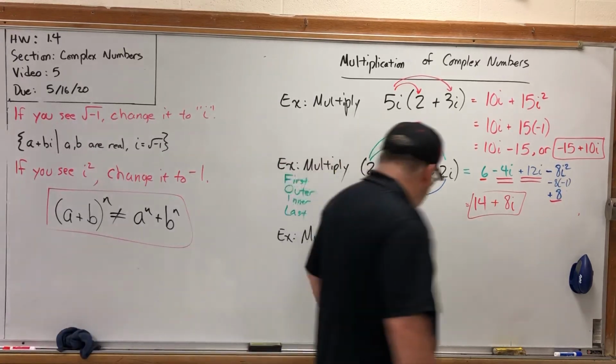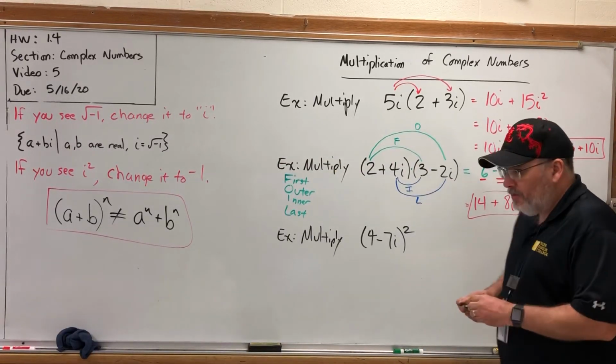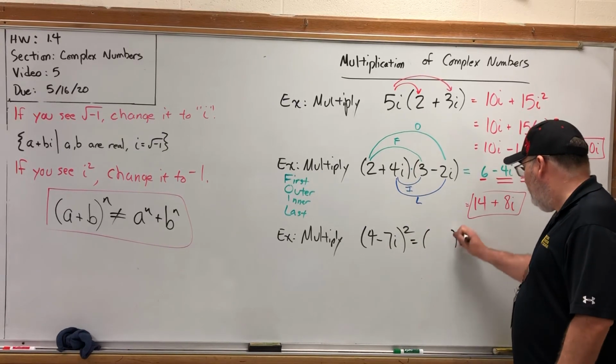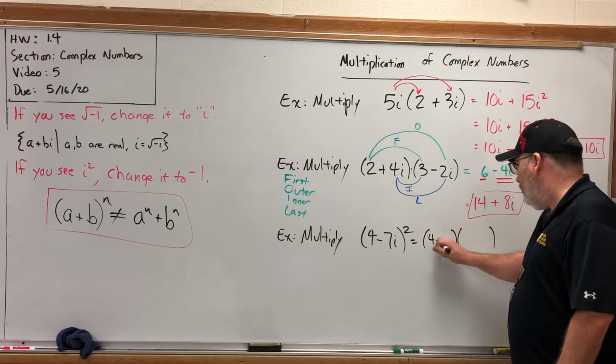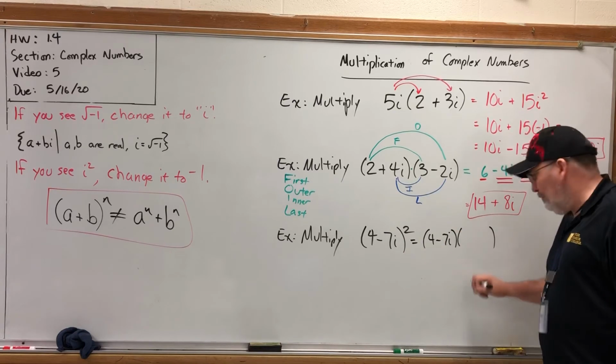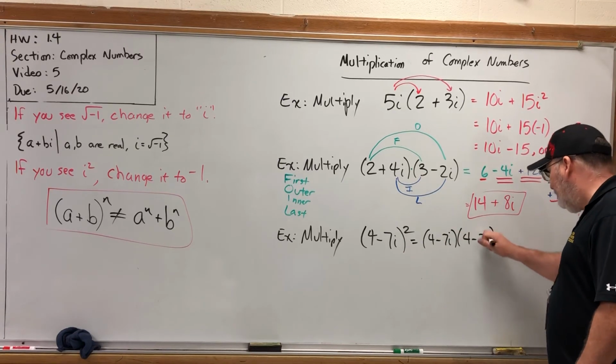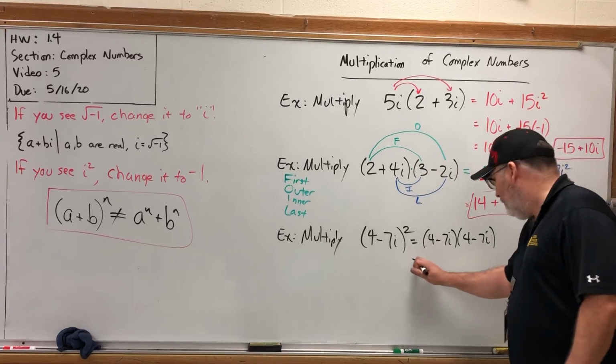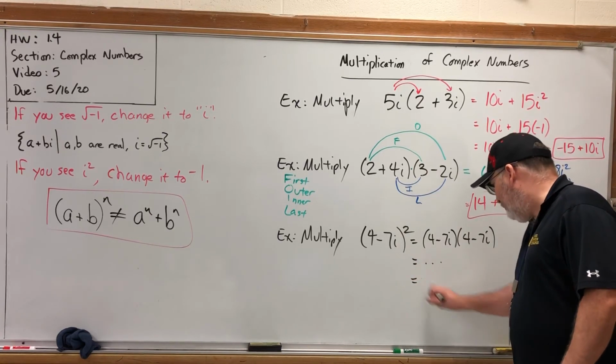So how do you do this if you don't distribute the square? Well, what does it mean to square something? It means to multiply it times itself. So the way you square a binomial, and in this case square a complex number, is you multiply it times itself. And now you just do the same thing we did in the previous example. So I'm going to skip the details.